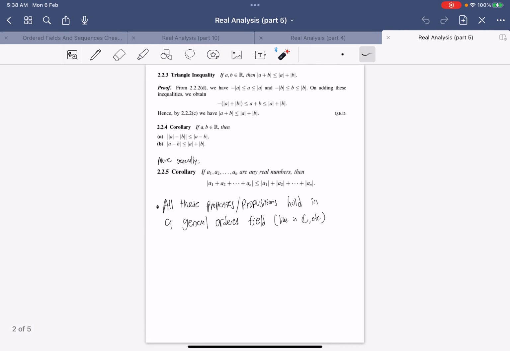So with that, then the triangle inequality just follows because a is less than or equal to mod a and b is less than or equal to mod b. And when you add the two inequalities up, a plus b will be less than or equal to the absolute value of a plus b. And because of that, by what we have said earlier, this means that the absolute value of a plus b is less than or equal to the absolute value of a plus the absolute value of b. And we're done with proving the triangle inequality.